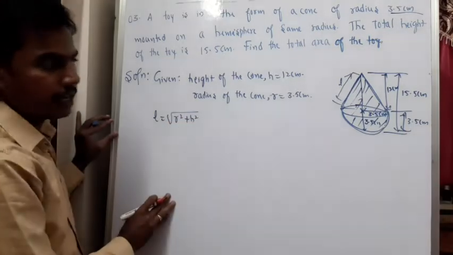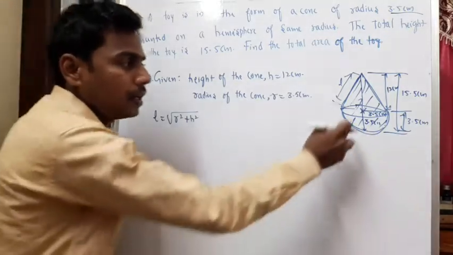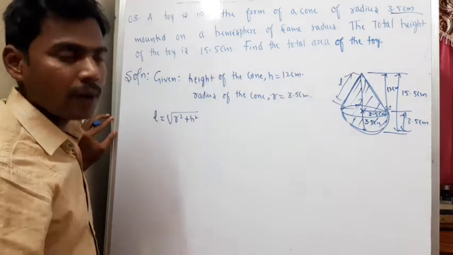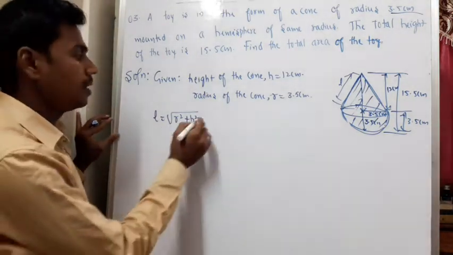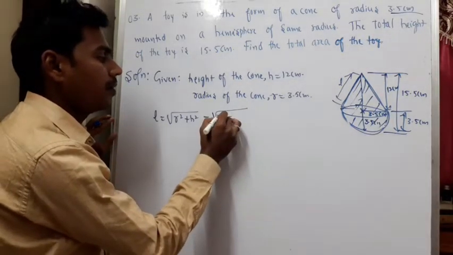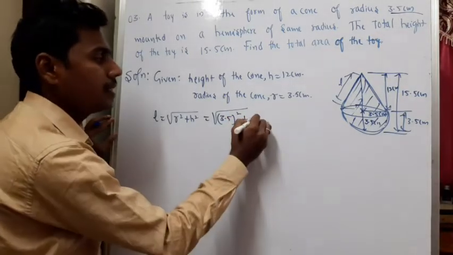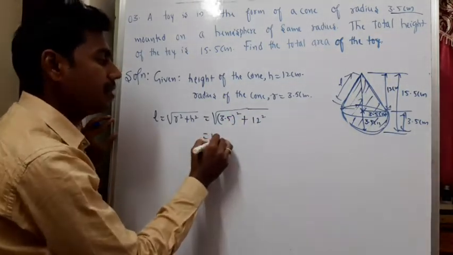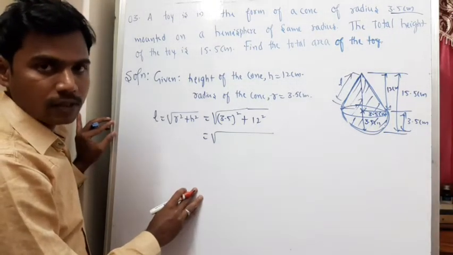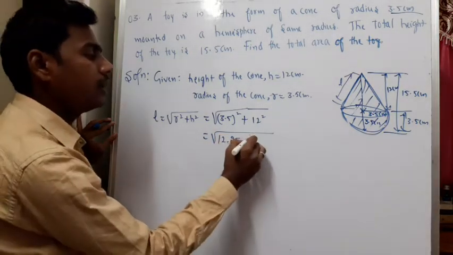I need to find slant height because in pi r L, L is there. R I know. Even in this case 2 pi r square, pi I know, r I know. Only unknown parameter is L. I need to calculate it. So what is r? R is 3.5 whole square plus what is h? H is 12 square. So 3.5 square is nothing but 35 square. 35 square is 1225, which is equal to 12.25. 12 square is 144.